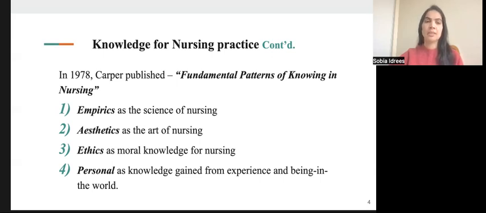The last, the fourth pattern, is called personal. Personal knowing reflects the engagement between nurse and patient. It demands that a nurse know himself or herself so that he or she can approach the patient as a person, and then the nurse can build a therapeutic relationship. Based on that therapeutic relationship, the nurse can apply scientific knowledge to help the patient overcome suffering. So these were the four patterns of knowing that are commonly practiced in our daily nursing practice.